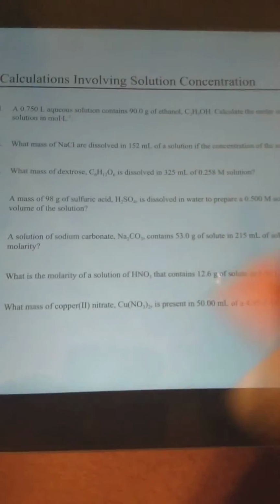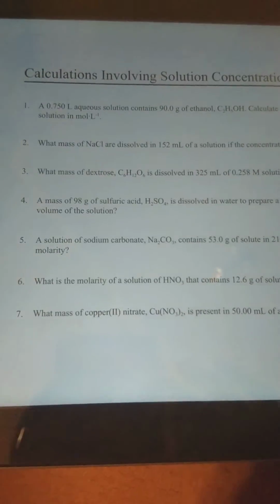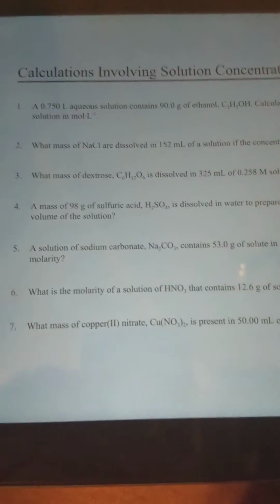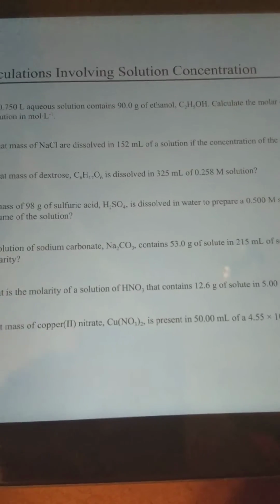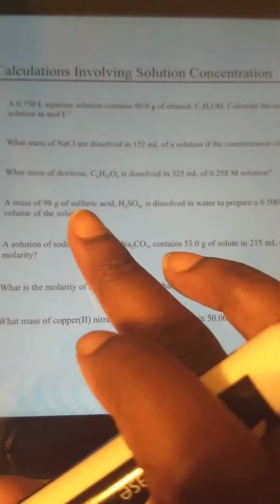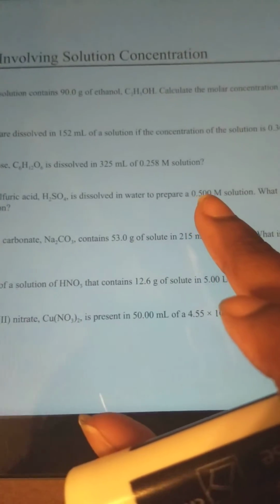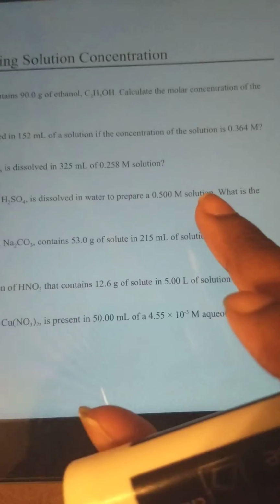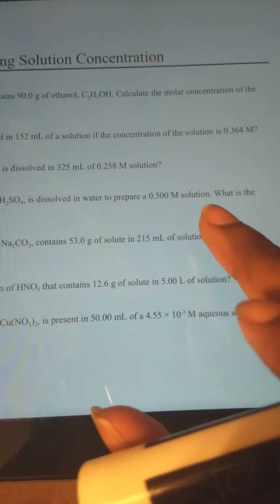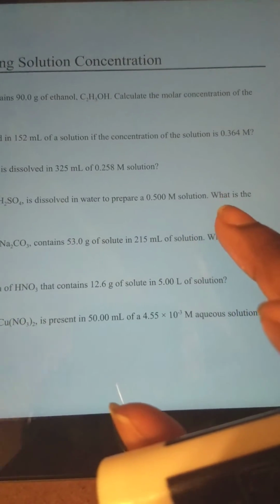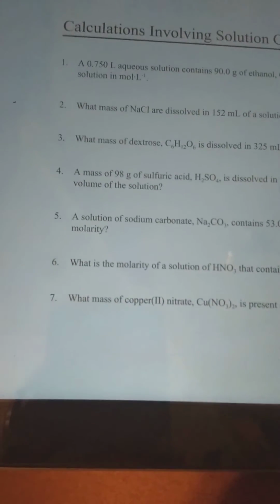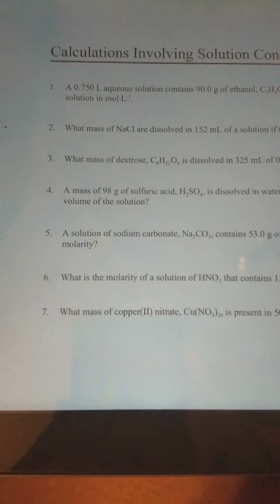We are going to be solving question 4. It reads: a mass of 98 grams of sulfuric acid, H2SO4, is dissolved in water to prepare a 0.500 molarity solution. What is the volume of this solution?